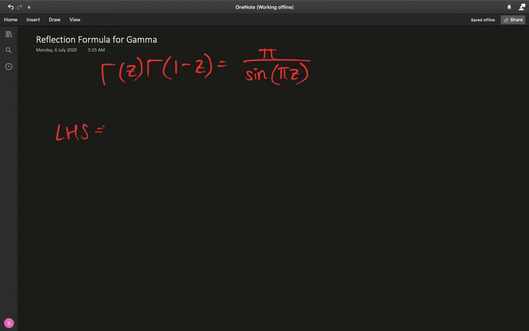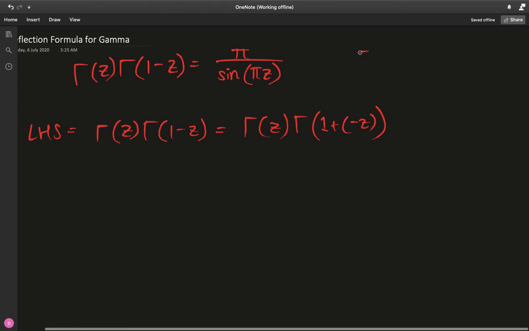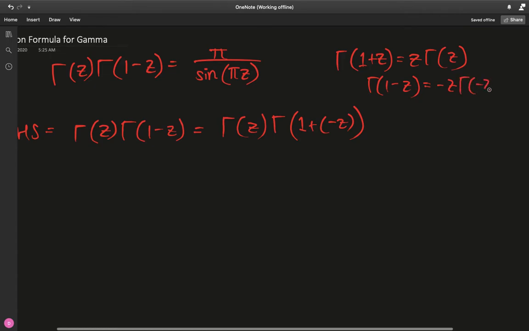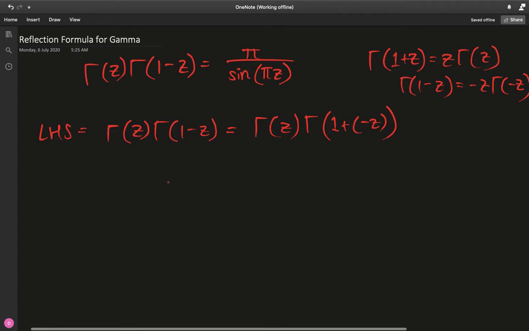Let's start with the left hand side. Gamma of z times gamma of 1 minus z, which can be represented as gamma of z times gamma of 1 plus negative z. And why I'm doing this will be evident soon, because we can use the recurrence relation for the gamma. So gamma of 1 plus z can be written as z times gamma of z, and that works for even negative z's. So gamma of 1 minus z can be represented as negative z times gamma of negative z. So our left hand side now becomes negative z times gamma of z times gamma of negative z.